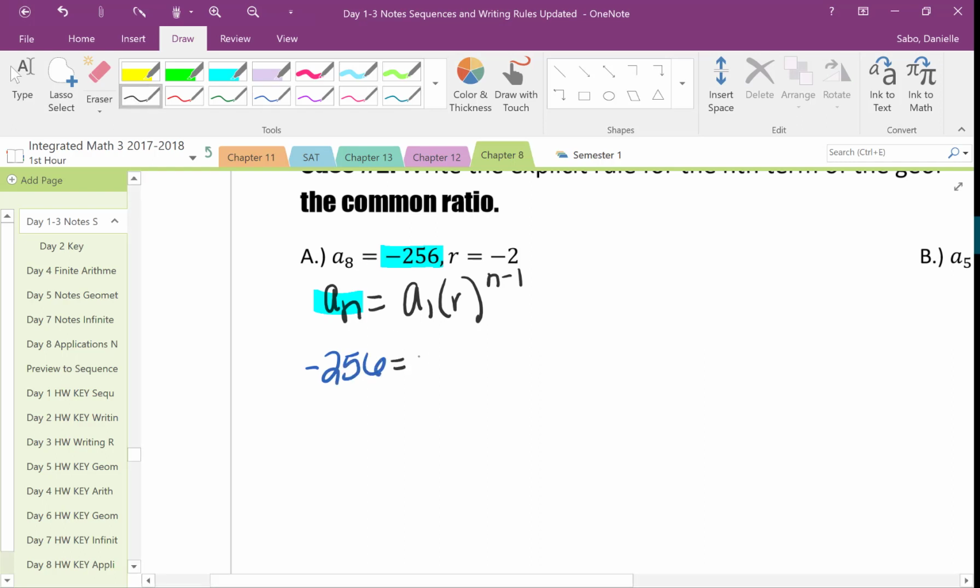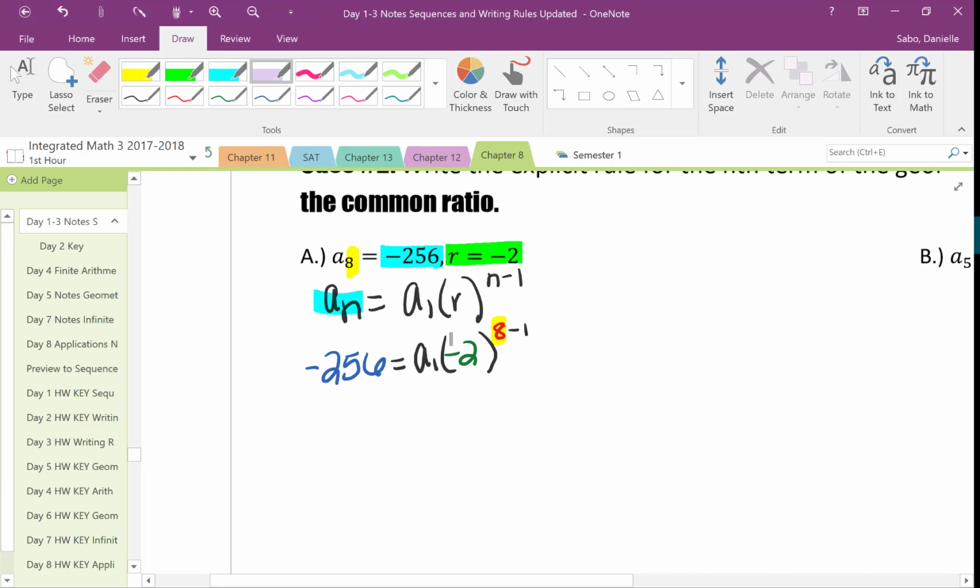We don't know the value of the first term, so I'm going to leave that alone, but I do know the rate. The rate is negative 2. Very good. And what is the term placement of negative 256? 8. Very good. 8. So we're going to go ahead and use that there. And that's coming from this spot. Okay, so that little sub 8, that's your n value. Look at kind of where it's at. That's your n value.